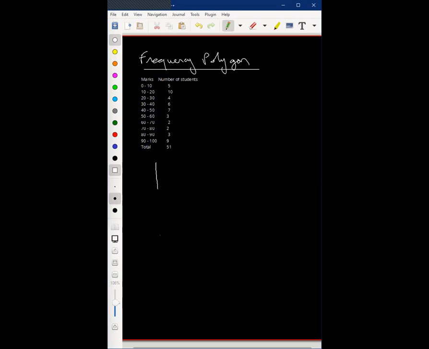So how would we do that? This would be the marks column. Sorry, this would be the number of students column. And on the x-axis, we would have the marks. This goes to 100. So we'll have 10, 20, 30, 40, 50, 60, 70, 80, 90, and 100, right? You already know how to make a histogram.